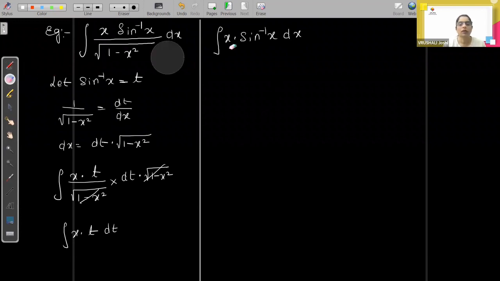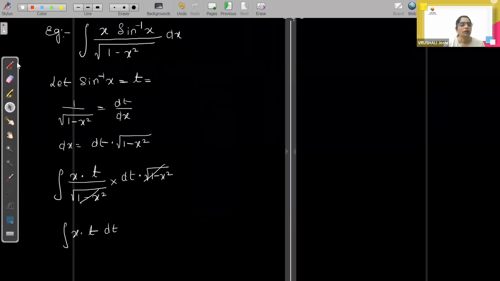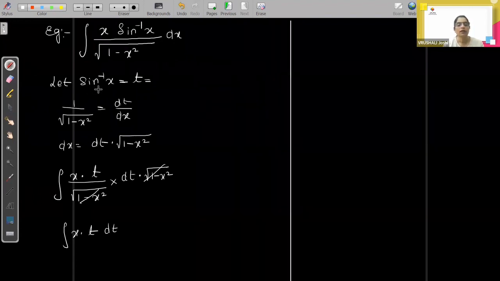Wait, let us do one thing. I will do one thing. Let us start from here, one second. We will solve it with t only. Look, now we have taken our substitution as sin t. So if you take sin inverse x is equal to t, can I take therefore that x is equal to sin t? This will be easy. Correct. x is equal to sin t. We can take it that way.